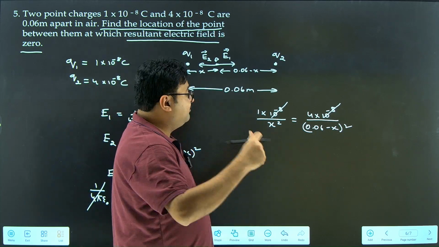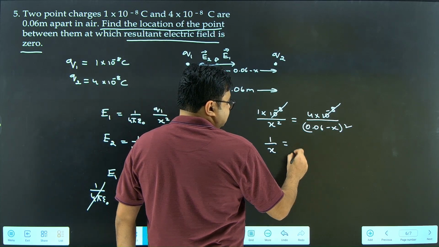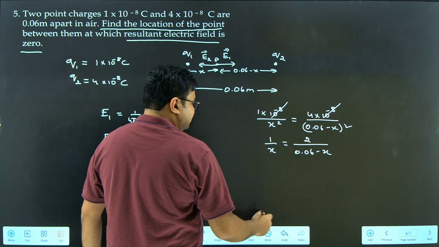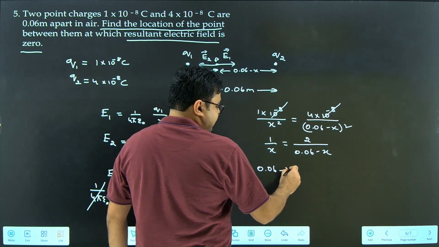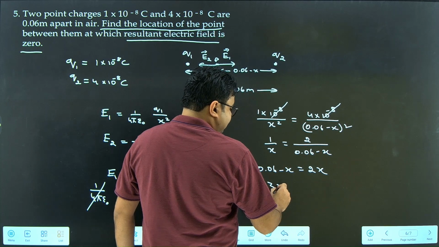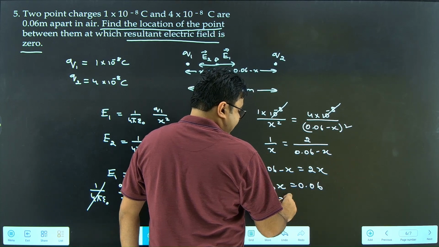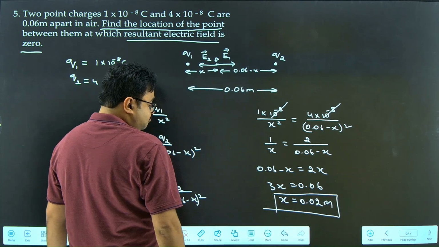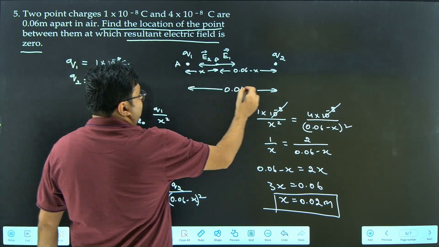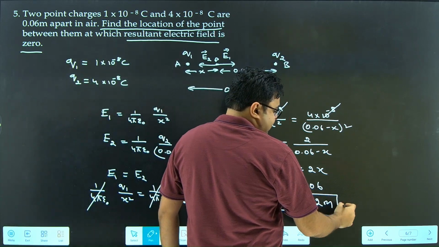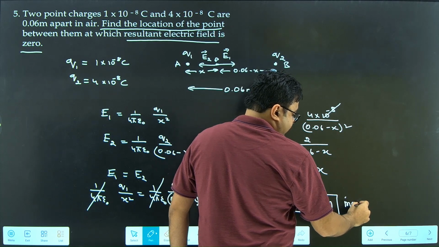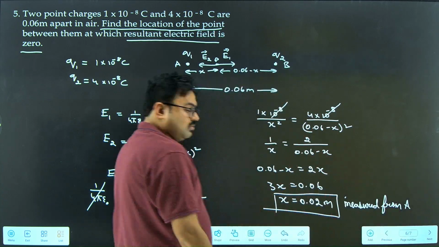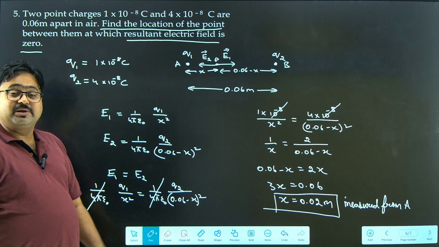Let's take the root right away. If you take the root right away, I have 1 by x equal to 2 divided by 0.06 minus x. Cross multiply: 0.06 minus x equal to 2x, by the way. 3x becomes equal to 0.06. X becomes equal to 0.02 meter. That is the answer for x. You can just call this point A and point B. So you can say measured from A. You can just say that measured from A, and that completes the answer to this question.